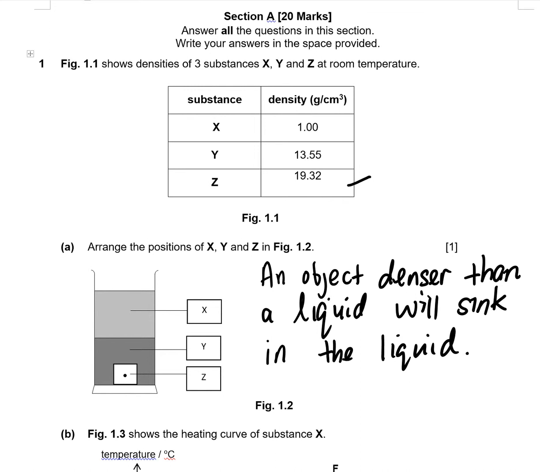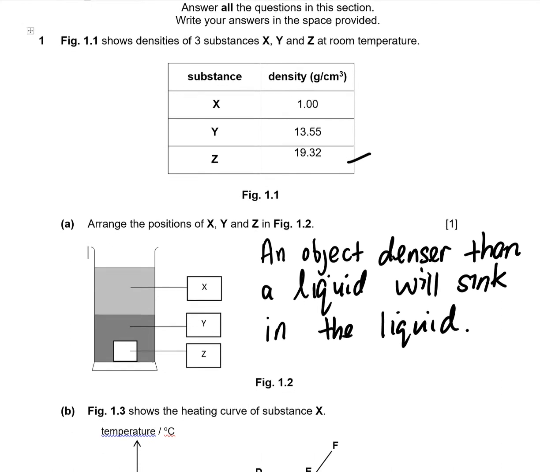So therefore, z will sink in this liquid, so Z must be the densest object, okay? And then the one that floats, of course, will be the least dense object. So whenever you're given questions like that, the one right at the bottom is the one that's densest. So that's why the answer is X, Y, Z, because least dense to less dense, to most dense.